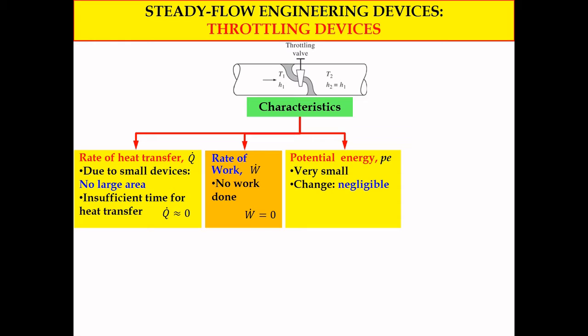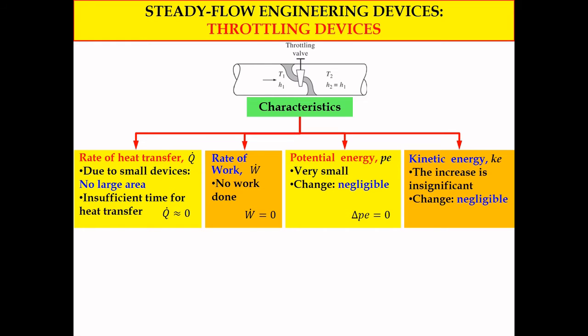In terms of potential energy, PE, the potential energy change is very small in the throttling device, so the change of potential energy can be neglected in the process. So delta PE will be 0. The same goes for the kinetic energy. The increase of kinetic energy is insignificant during the throttling process, so the change of kinetic energy also can be neglected. So delta KE equal to 0.